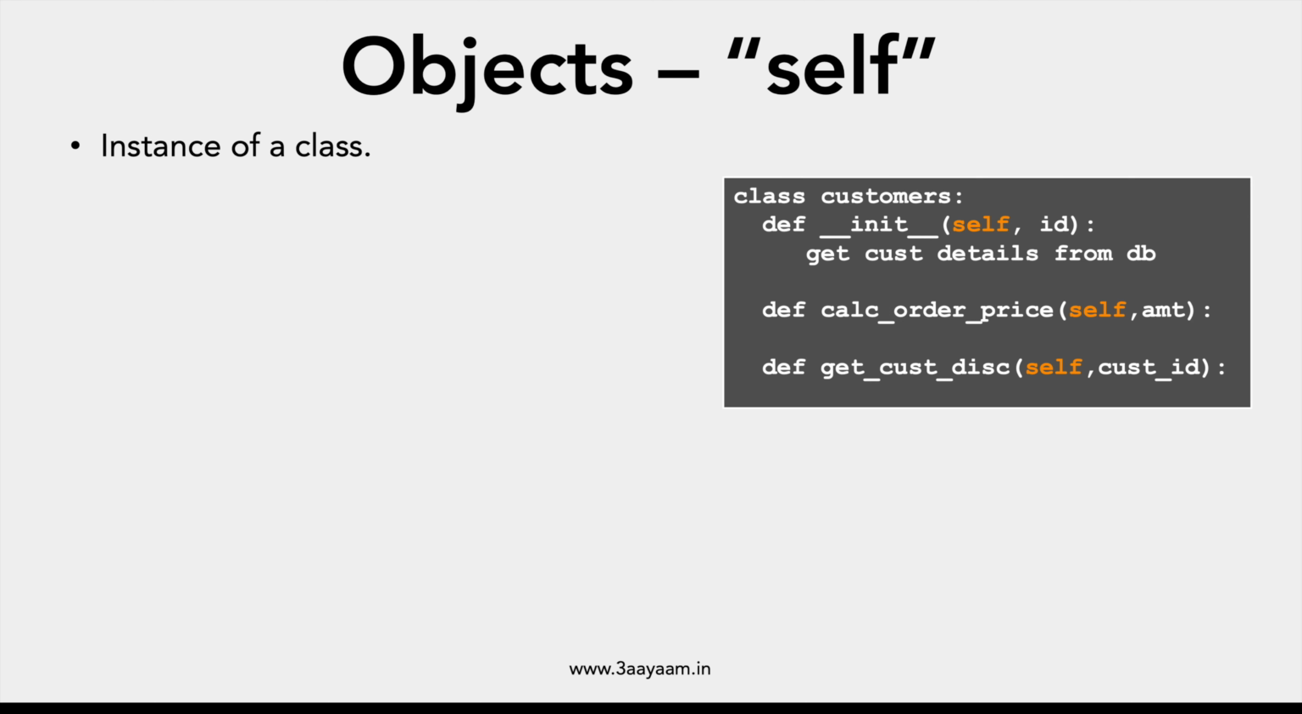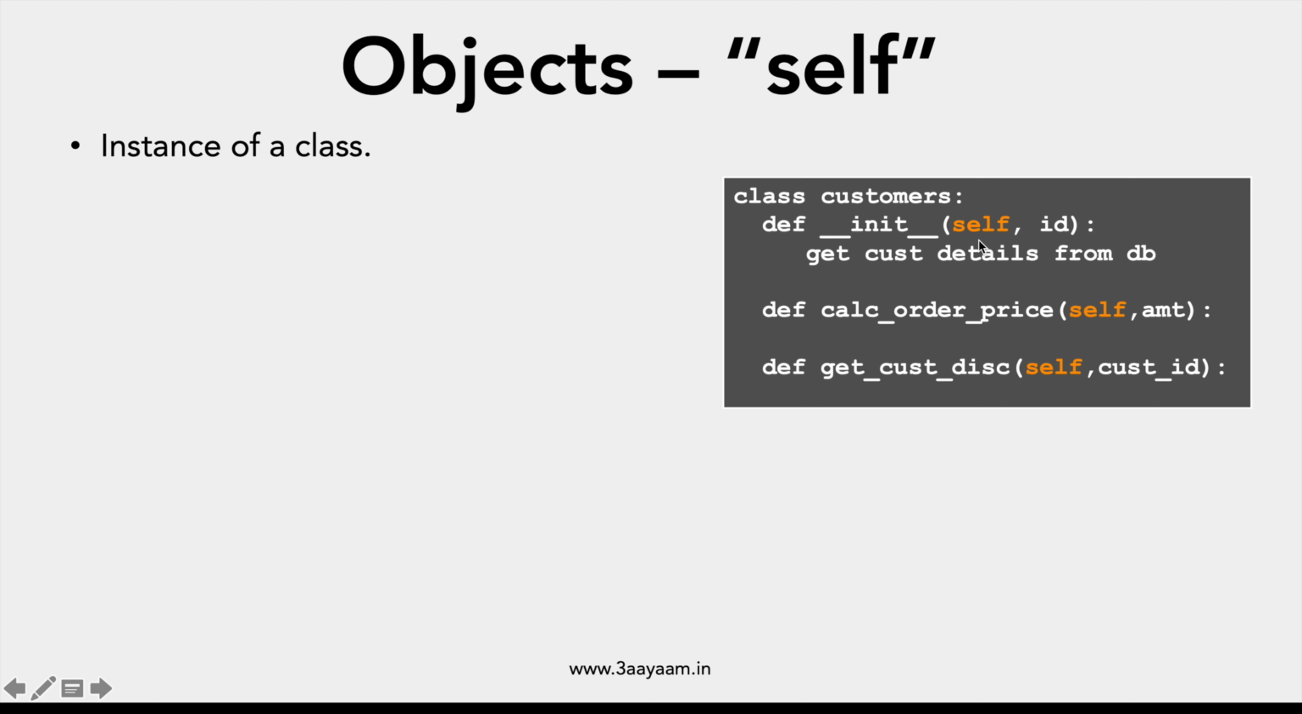Now this is the definition of the class customers, and I have added three methods, or three functions, here. The first one is __init__, which is to initialize the class, or rather initialize the object. Then I have calculate order price. Then I have get customer discount. All these are three different functions or methods. But in all the places, I have to mention self along with the argument that I want to pass. Don't worry about init right now, we'll talk about init later on.